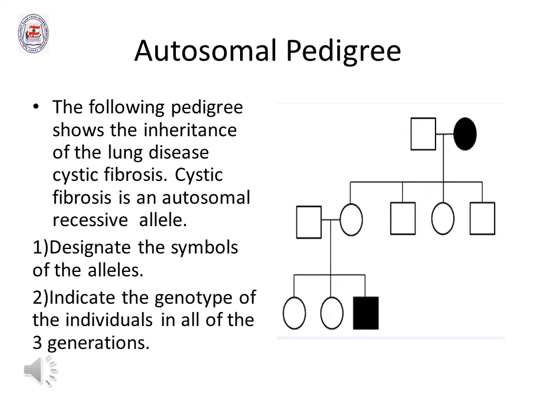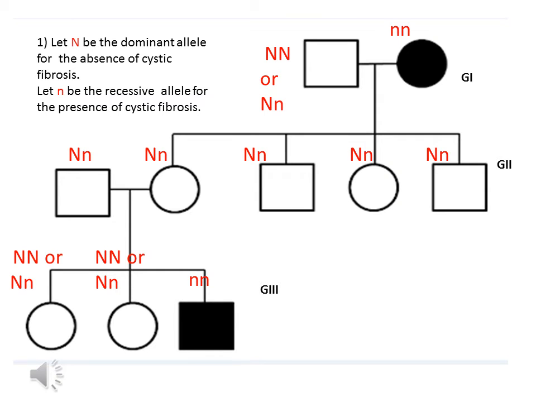This is another example of the autosomal pedigree. The following pedigree shows the inheritance of the lung disease cystic fibrosis. Cystic fibrosis is an autosomal recessive allele. First of all, designate the symbols and indicate the genotype of the individuals in all of the 3 generations. Now let's designate the symbols of the alleles. Let big N be the dominant allele for the absence of cystic fibrosis, and small n be the recessive allele for the presence of cystic fibrosis.